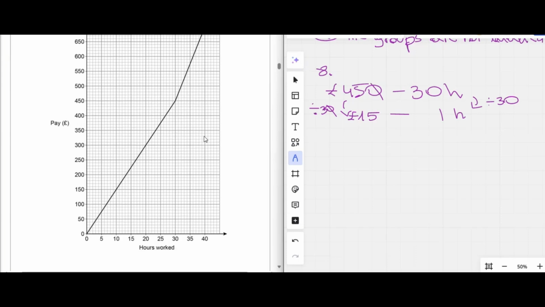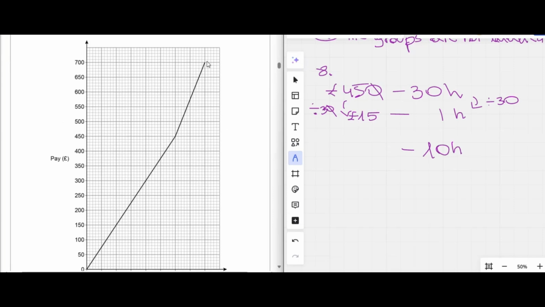We need to find the difference. So there are 10 extra hours as overtime. And for those 10 hours, he earned the difference between 700 and 450. Is it 250? Yes. Okay, so to find 1 hour, we need to divide by 10. So the same on the other side. And this is just no zeros, £25.